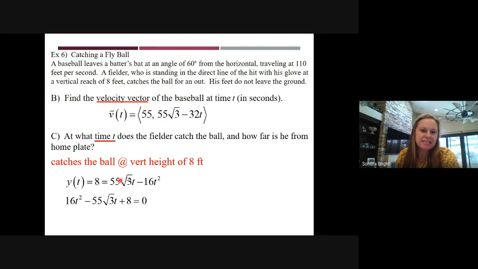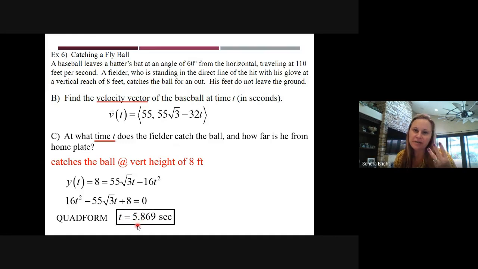I'm going to add the 16t squared over, subtract the 55 root 3 t, and then you've got plus 8, setting it equal to 0. You can do the quadratic formula. We're going to use the quad form in our calculator, where you'll put a is 16, b is negative 55 root 3, and then c is 8, right? Put it in quad form, and you should end up with your calculator giving you that t is 5.869 seconds. Go to 3 decimal places because on the AP Calc exam, they're going to have you go to 3 decimal places.